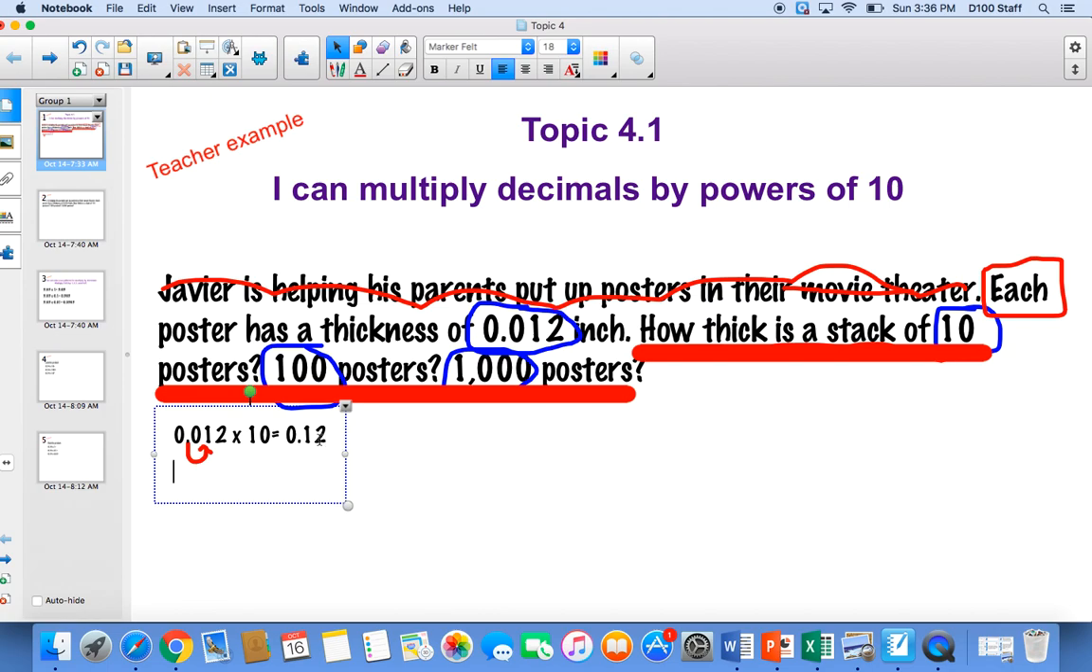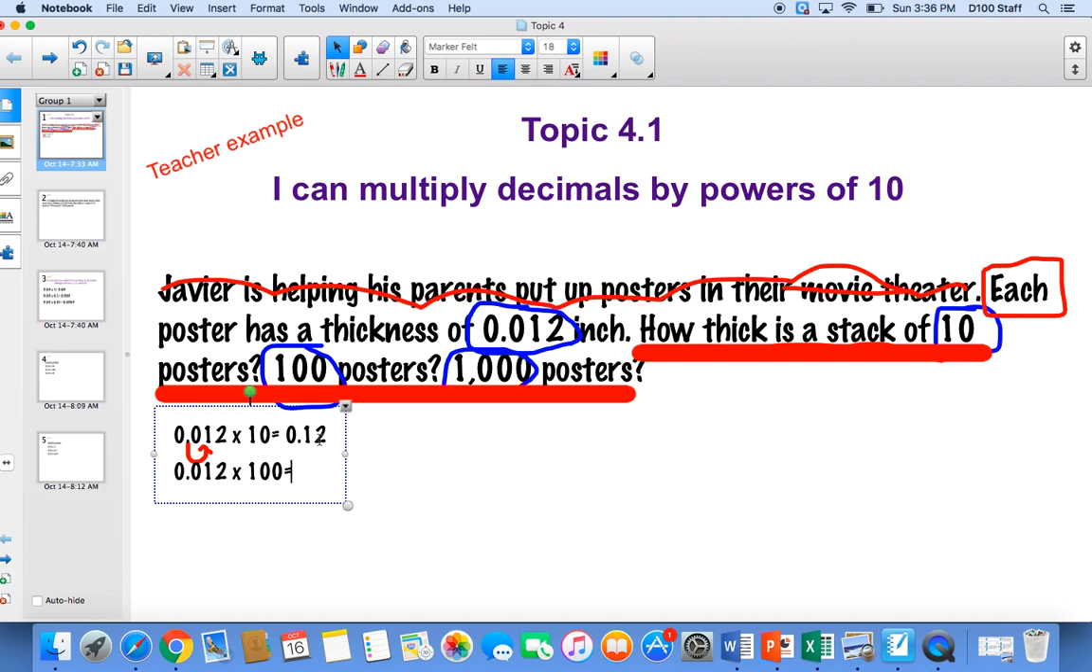Now we have to multiply to find out our thickness for 100 posters. So we're going to use the same decimal there because that is how thick the poster is. And we're going to multiply by 100. How many places are we going to move that decimal over to the right? Click submit when you're ready.